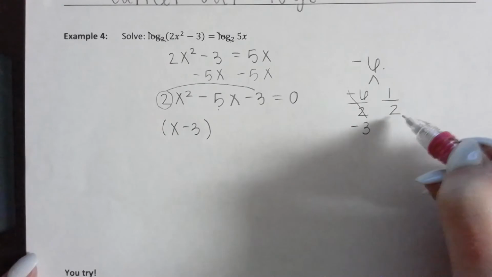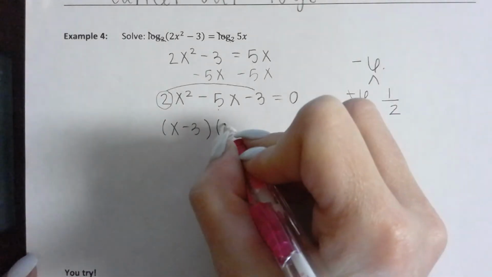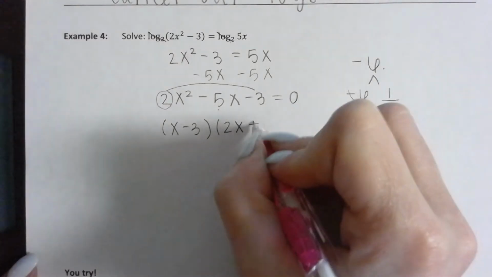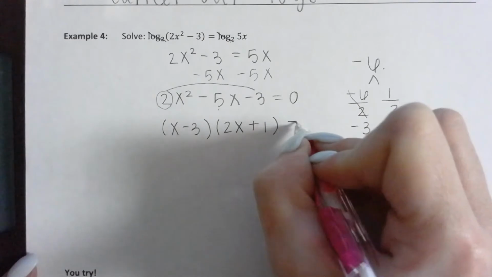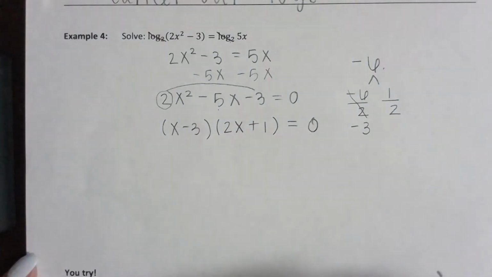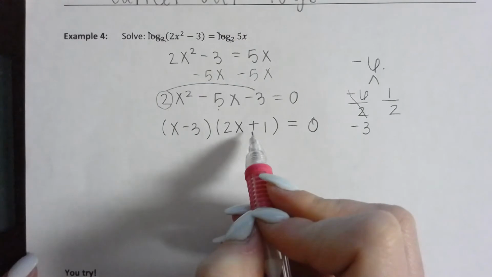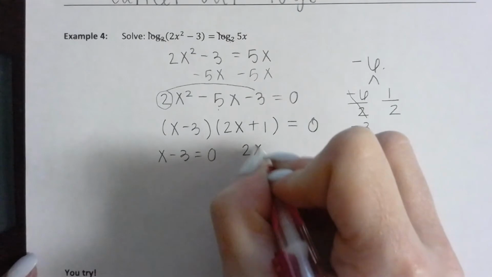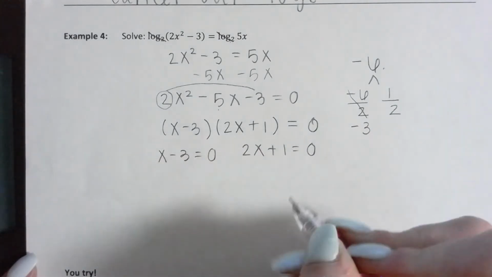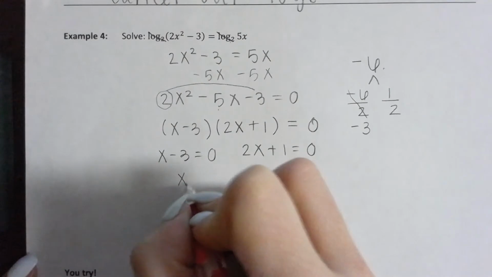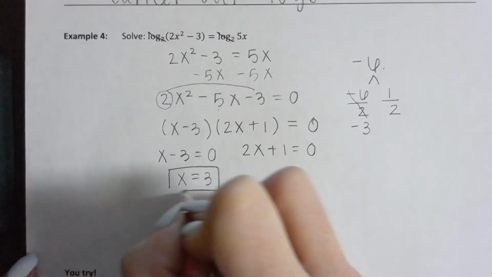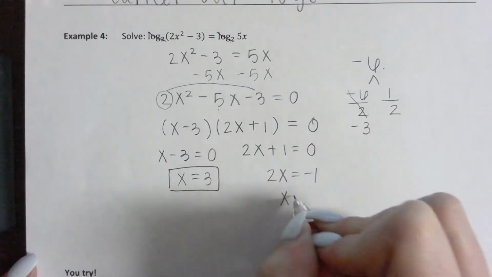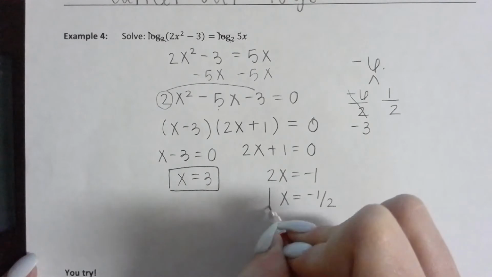1 does not divide by 2 nicely, so I write that as putting the denominator in front of the x. So it's 2x plus 1. From here, I can take each of these factors and set them equal to 0. And then I can solve for x. So I would add 3 over here and get x equals 3. Here I would subtract 1 and then divide by 2. So I get x equals negative 1/2.